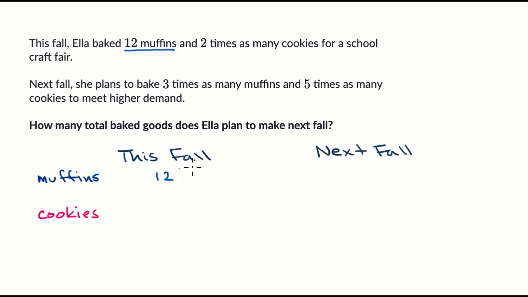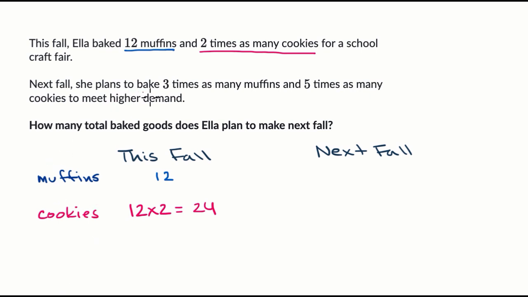So 12 muffins and 2 times as many cookies. So how many cookies is that going to be? Well, it's going to be 12 times 2 because it's 2 times as many. So this is going to be 24 cookies.